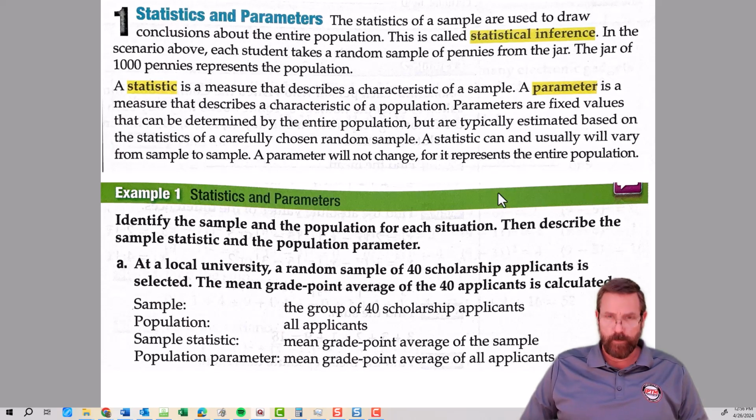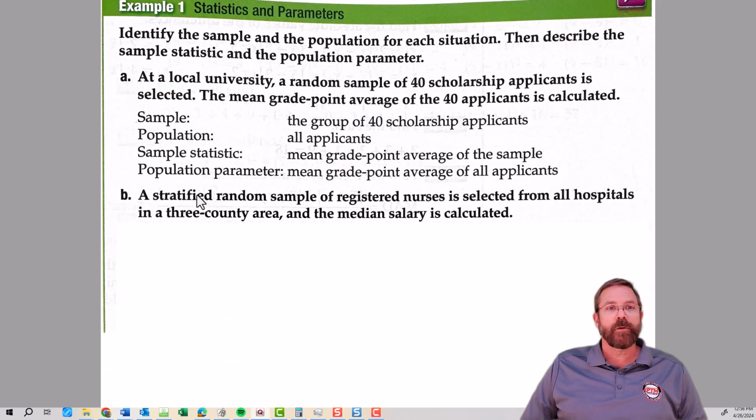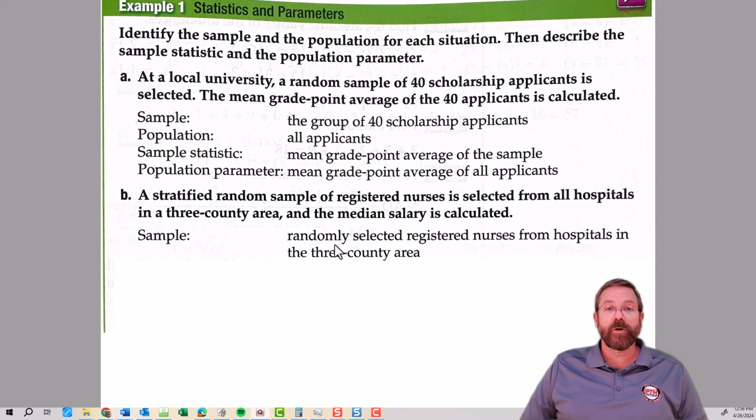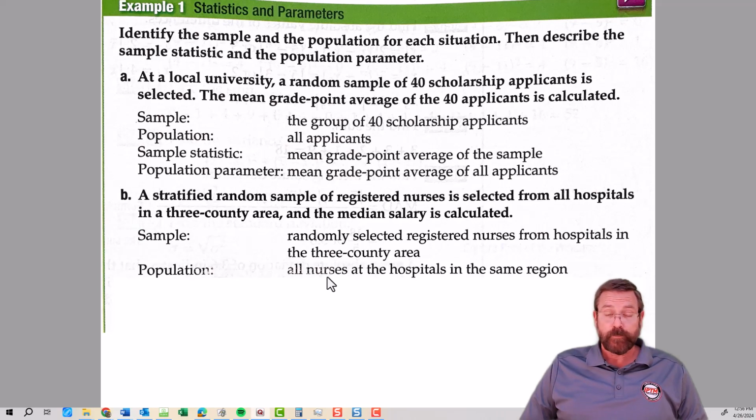Let's keep it going. Next, we're going to look at B, where a stratified random sample of registered nurses is selected from all hospitals in a 3-county area, and the median salary is calculated. So for this one, our sample is going to be randomly selected registered nurses from the hospitals in the 3-county area. The population is going to be all of the nurses that are in the same area.